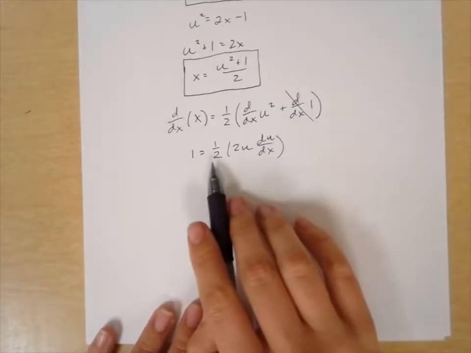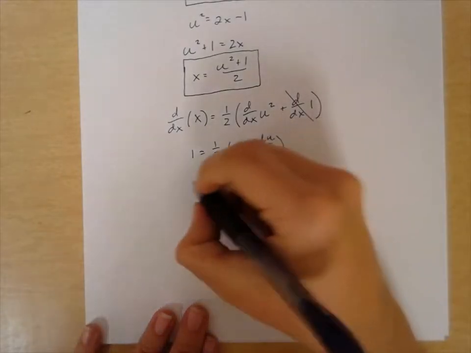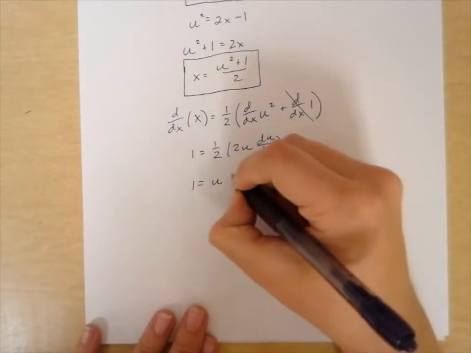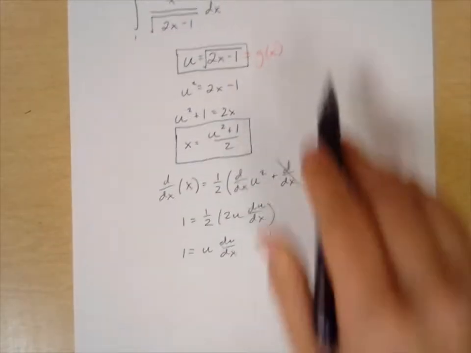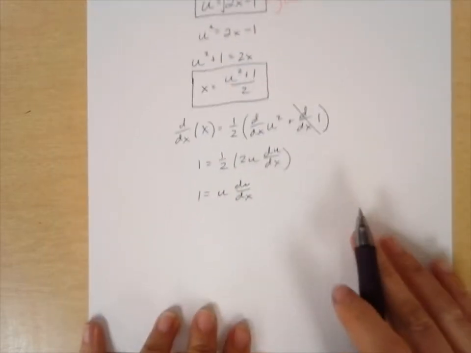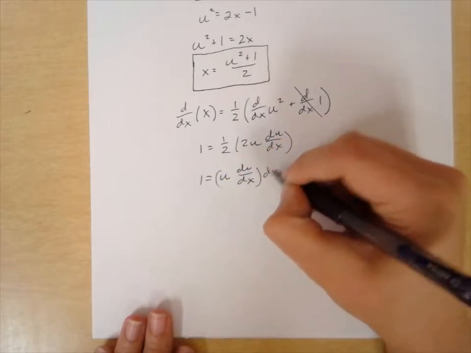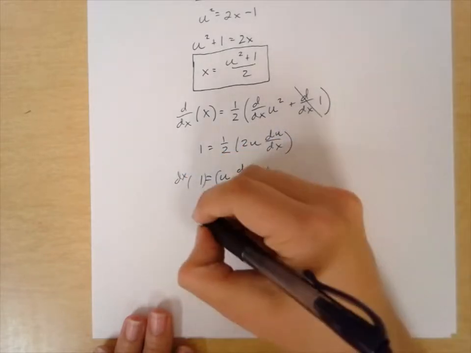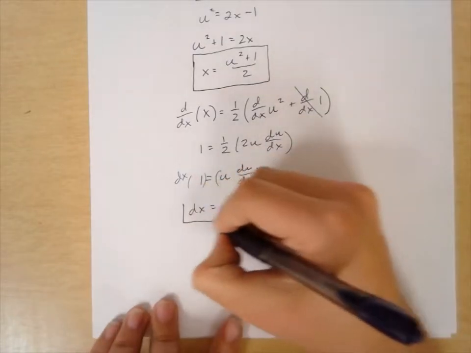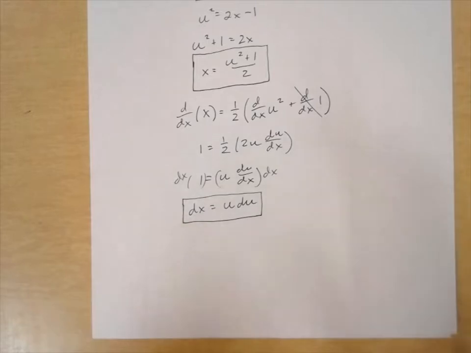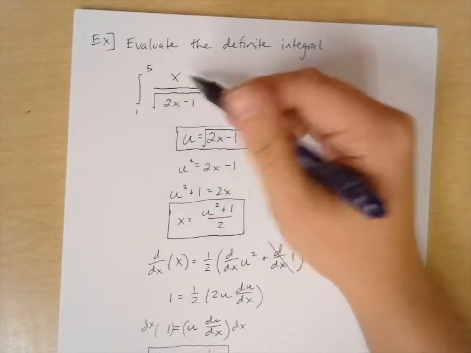The next fun thing that's going to happen here is the 1/2 and the 2 are going to make each other go away. And I'm going to get 1 equals u du/dx. I want to solve for dx, so I can replace this dx in terms of u. So I multiply both sides by dx, and then I get that dx equals u du. Awesome. So far I have everything in place, so I can start to substitute back into this integral.